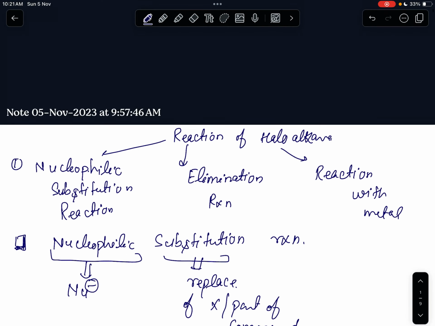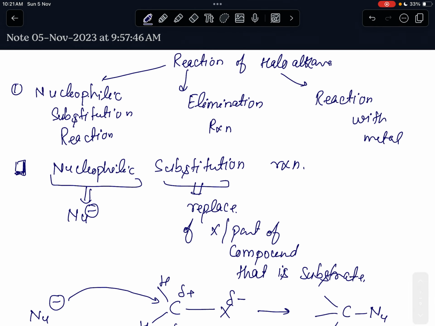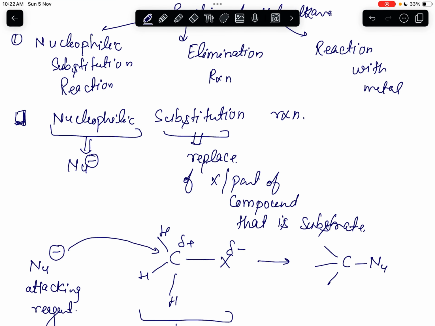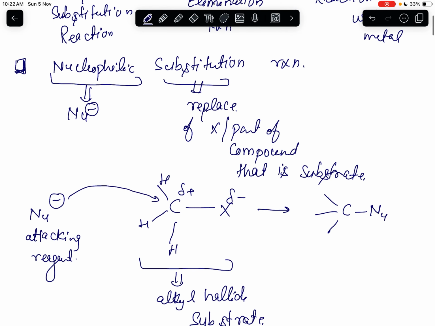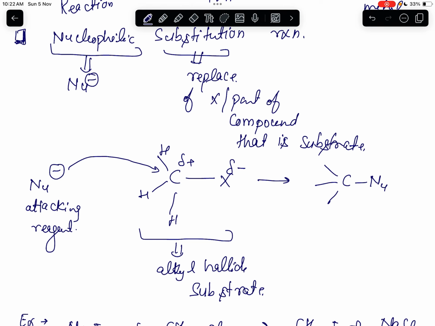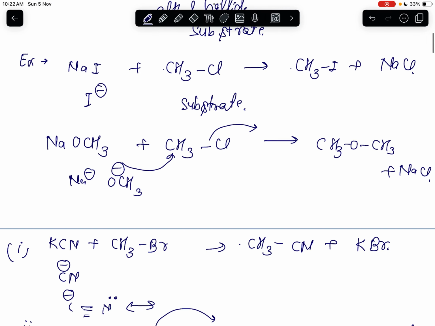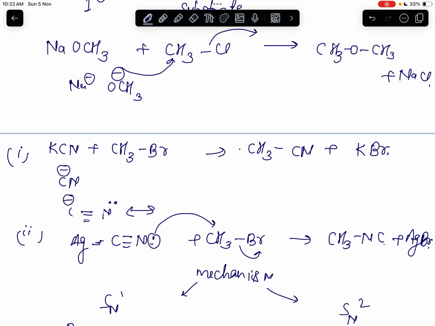So let's summarize in detail. We are studying here the reactions of haloalkanes. Haloalkane reactions can be of three types: nucleophilic substitution, elimination reaction, and reaction with metals. Here the discussion is limited to nucleophilic substitution reactions. These start with the nucleophile as the attacking reagent and the alkyl halide acting as the substrate. The C-X bond is polar, that's why the Nu approaches and the C-X bond breaks. The mechanism follows two methods, SN1 and SN2.